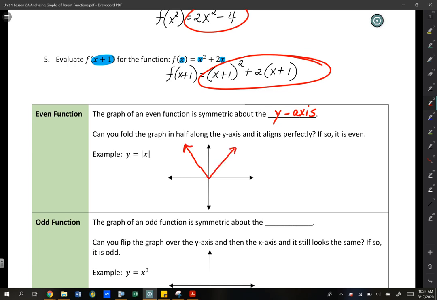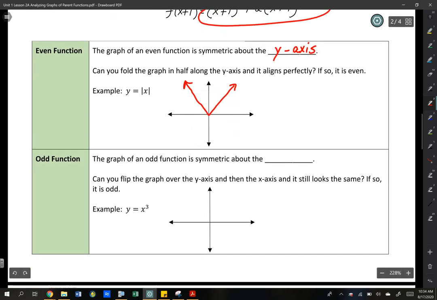Can you fold the graph in half along the y-axis and it aligns perfectly? If so, it is even. And we can for this particular graph. An odd function. The graph of an odd function is symmetric about the origin. An example of an odd function is y equals x cubed.